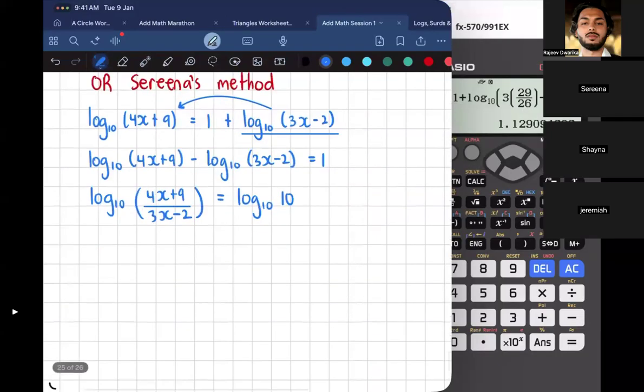Right? And what could I do with the logs now? You could remove the logs because there's only one log term on each side. One log term on each side. So you could remove the log. And then I cross multiply, and I got 4x plus 9 equals 10 open brackets 3x minus 2 close brackets.